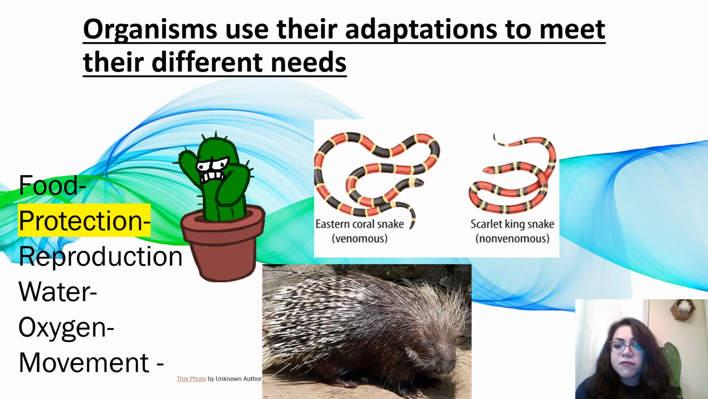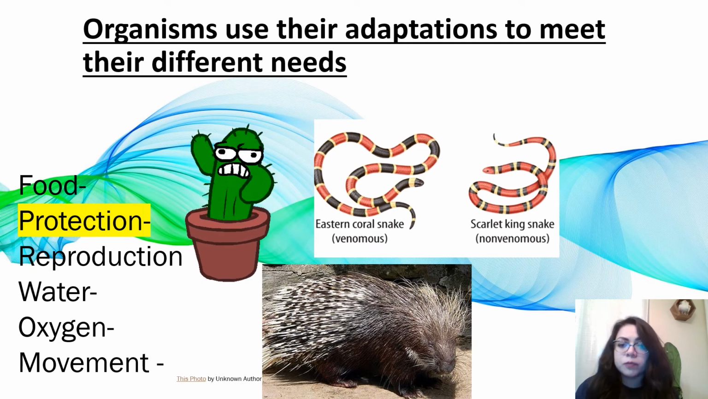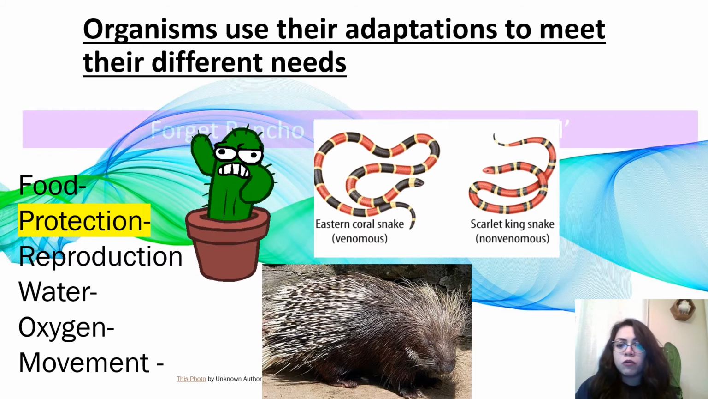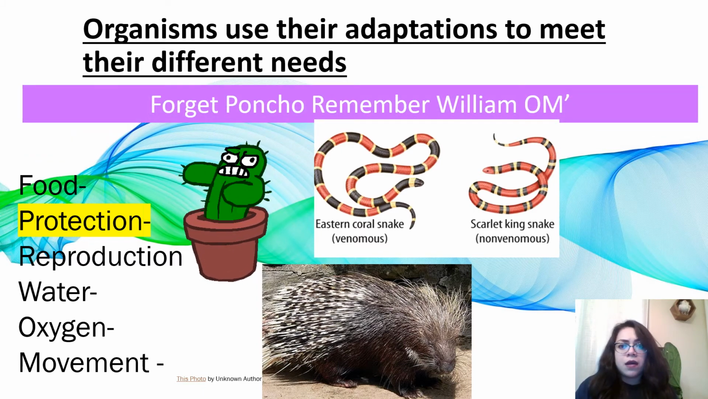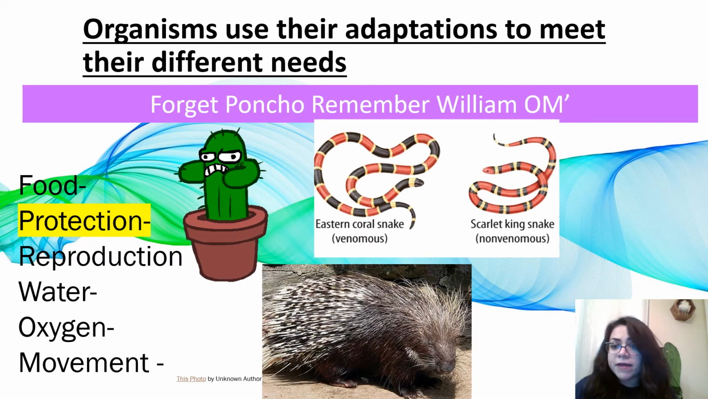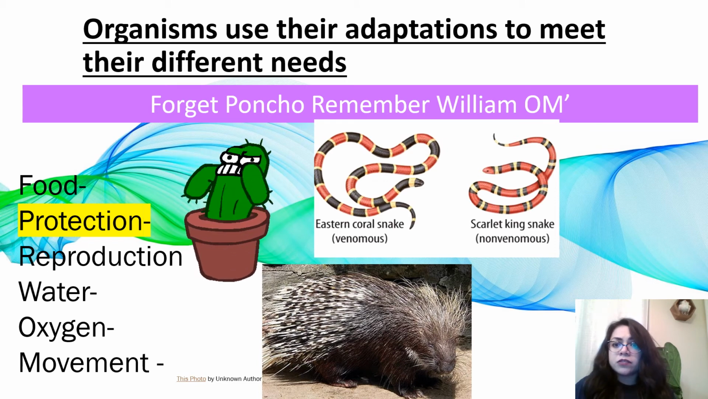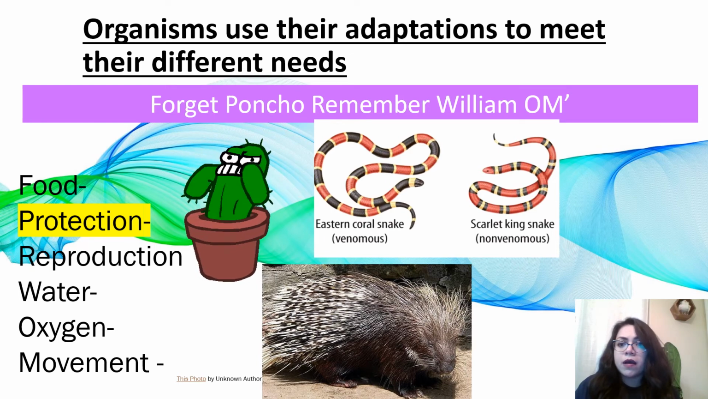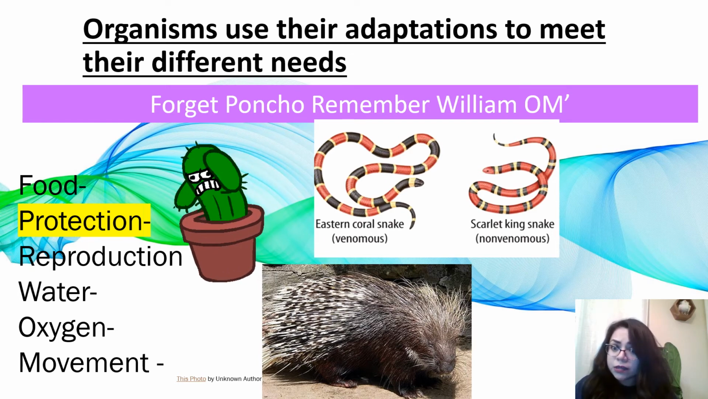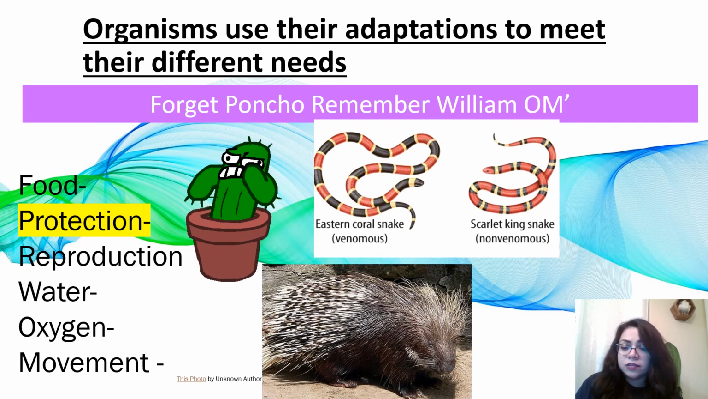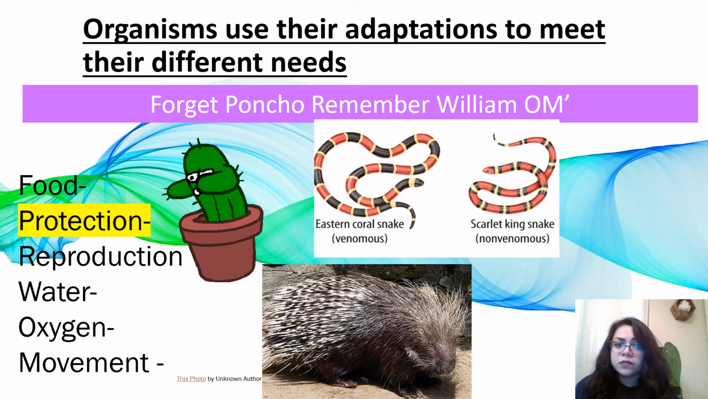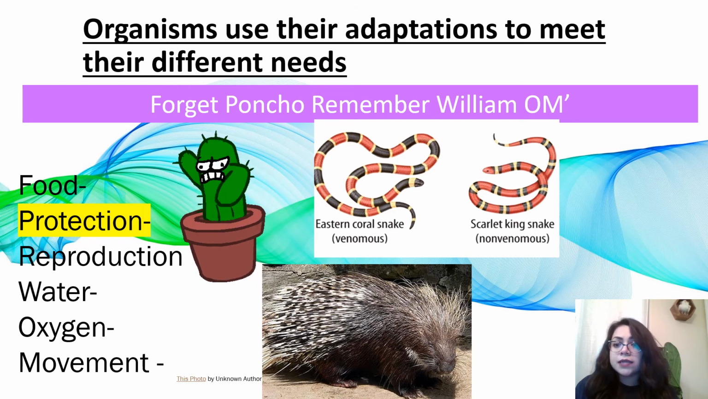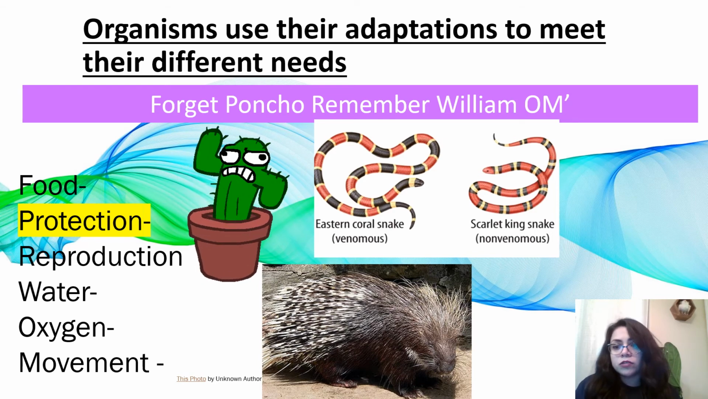Organisms will have different adaptations to meet their needs for protection. The cactus will have spines, the porcupine will have quills. For example, the coral snake will have venom. The scarlet king snake doesn't have venom, but it does have different colors that look like the venomous snake, so that is a way to protect itself. And many other animals have different ways to protect against other animals that want to eat them.